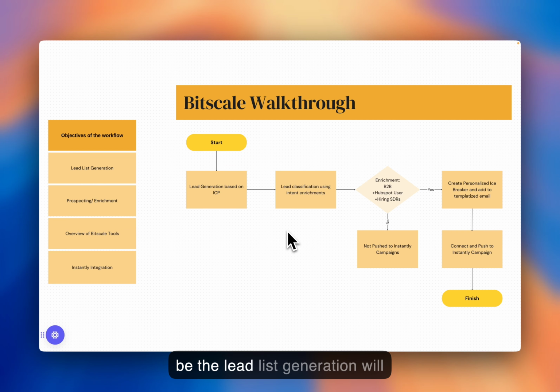First will be the lead list generation. We'll generate a list of all these founders. The second step will be enrichment, wherein we'll try to find out the intent and filter these leads further based on what our exact requirements are. And the third step during this, I will also go through some of the different Bitscale enrichments that are possible.